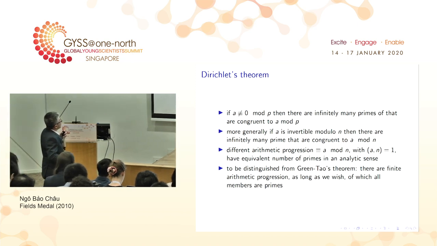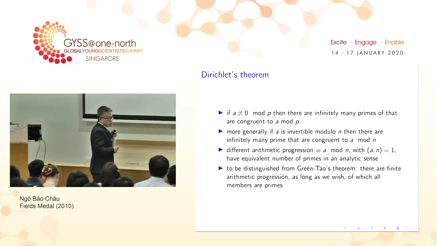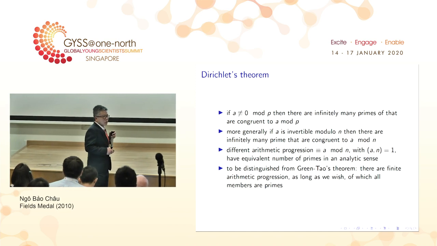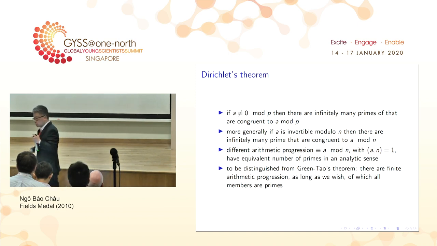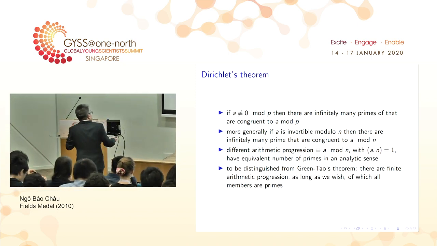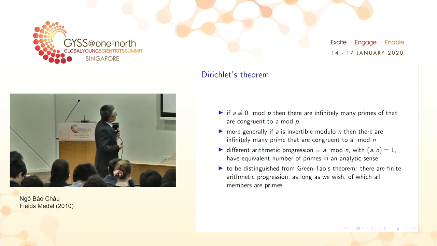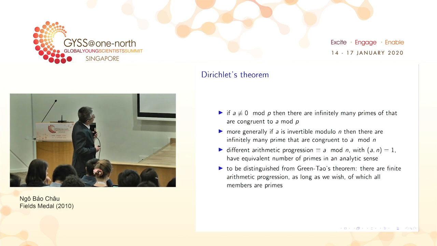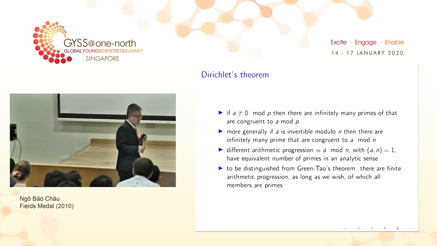But the Dirichlet theorem says that there are infinitely many prime numbers in any arithmetic progression. Of course, the first number has to not be a multiple of P, otherwise it's just all multiples of P, which is not possible. But if you remove that obvious restriction, then there will be infinitely many prime numbers. That is also true for N: if the congruence class is prime to N, then there will be infinitely many prime numbers. This is the theorem from the end of the 19th century.